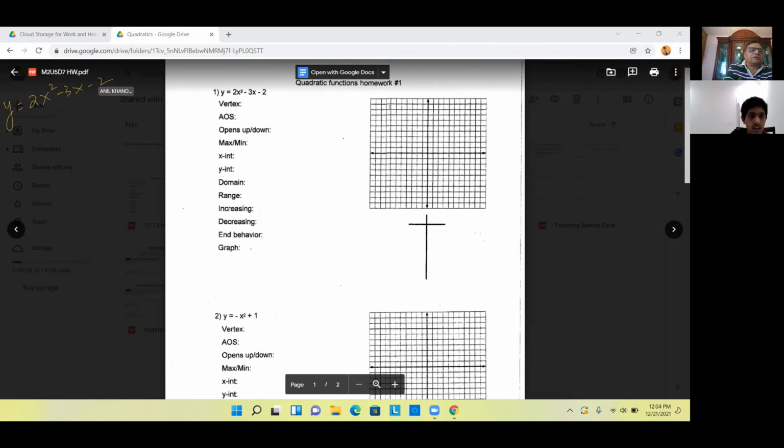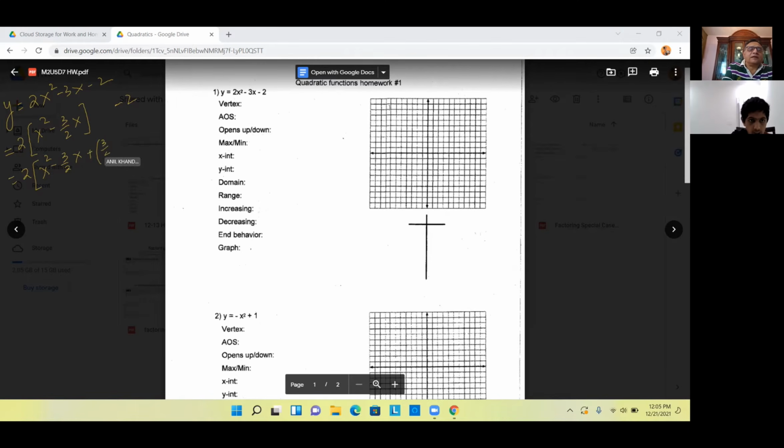To find the vertex, what are we going to do? We are going to take 2 common, right? Yeah. And we get what? We get x squared minus 3 over 2x. And let us keep this minus 2 away. Now, the idea here is that to complete the squares, we have to add and subtract what? b over 2 squared. 3 over 2, the half of that, right? So we'll add 3 over 4.